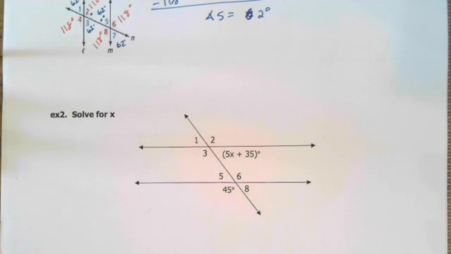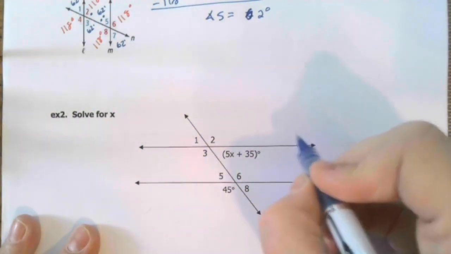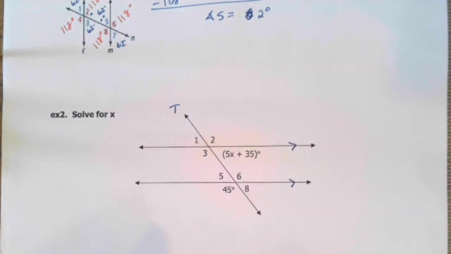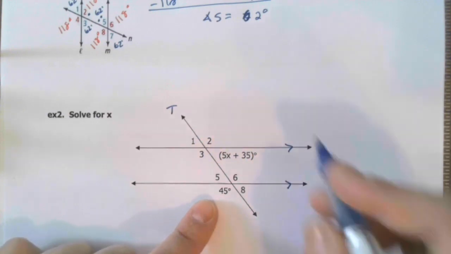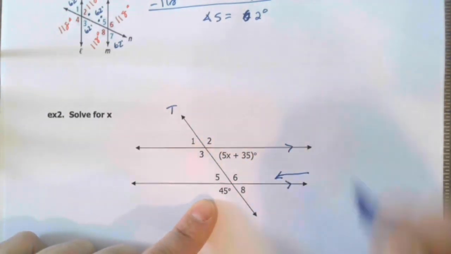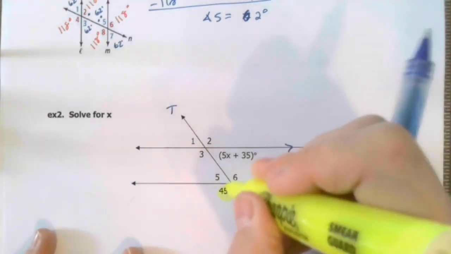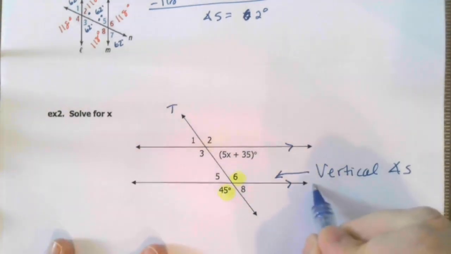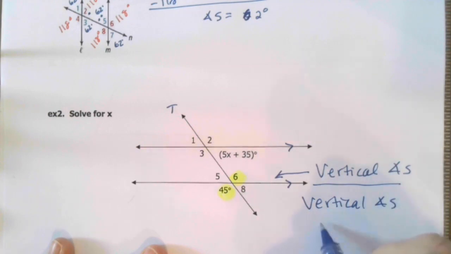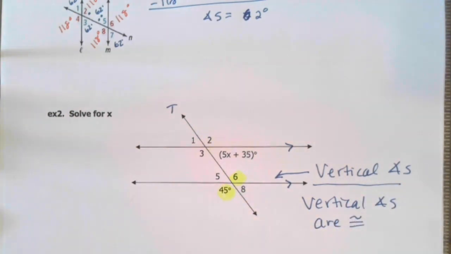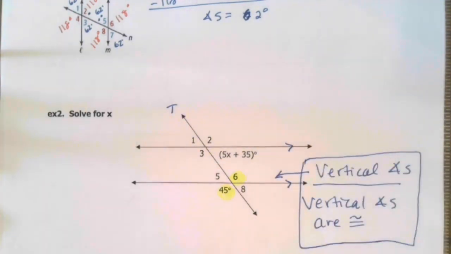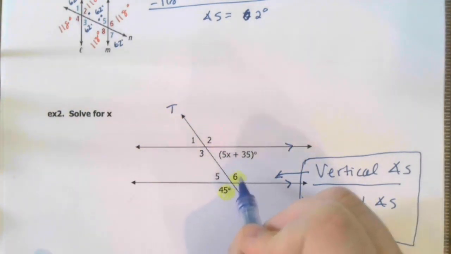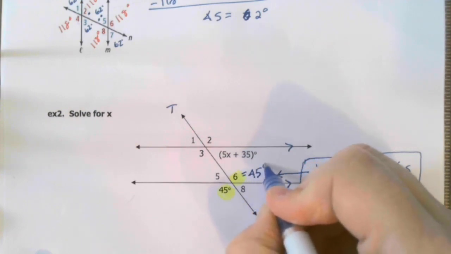All right, let's go to example 2. Solve for x. Okay, so we need to figure out a relationship between the 5x plus 35 and the 45. Right now, there isn't one. Here's our two parallel lines marked by a transversal. So here's a theorem that we will come across, and that is that if you have angles that are across from each other at an intersect, those are called vertical angles. And there's a theorem that says vertical angles are congruent. So if they're across from each other, they are the same. This is one we haven't gotten to yet, but we're going to use it. So 45 is across from angle 6, so angle 6 must also be 45 degrees.